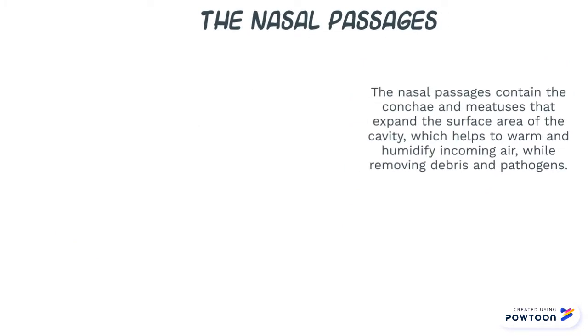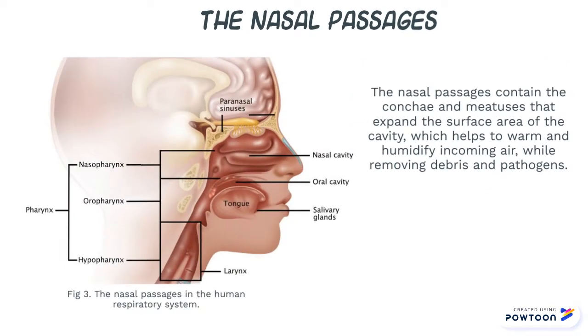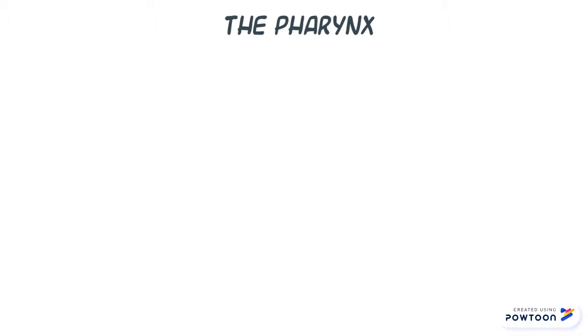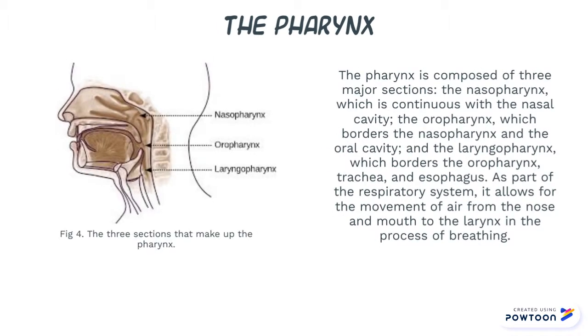The nasal passages contain the conchae and meatuses that expand the surface area of the cavity, which helps to warm and humidify incoming air while removing debris and pathogens. The pharynx is composed of the nasopharynx, oropharynx, and laryngopharynx. These allow for the movement of air from the nose and mouth to the larynx in the process of breathing.